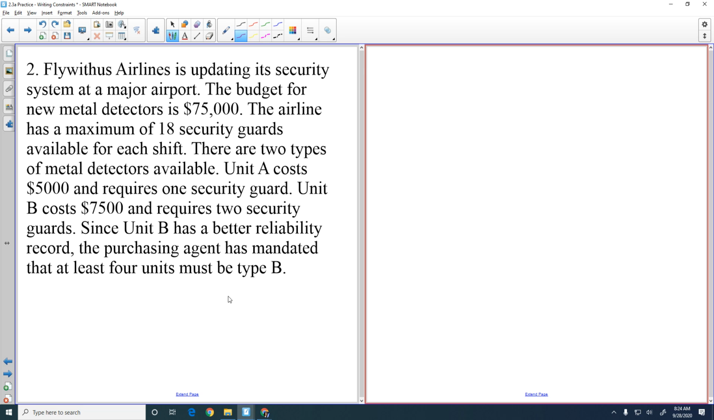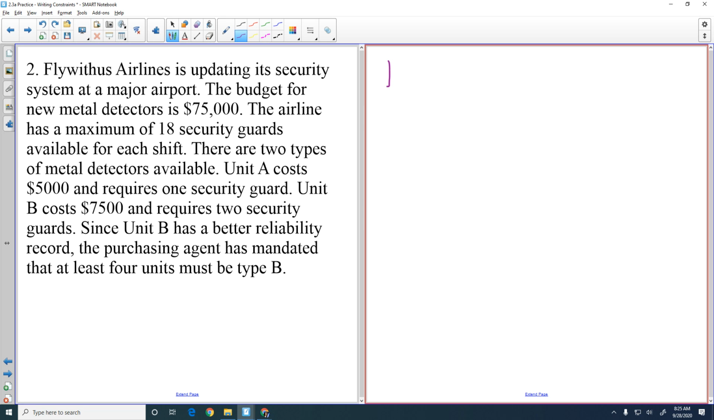And there are 2 types of these metal detectors available. The Unit A metal detector costs $5,000 and it requires only 1 security guard. But the Unit B metal detector, that's the deluxe version, it costs $7,500 and it requires 2 security guards. And that B one, it's actually got a better reliability record. So it does a better job detecting the metal. And so then the person buying them says that you've got to buy at least 4 of those type B metal detectors.